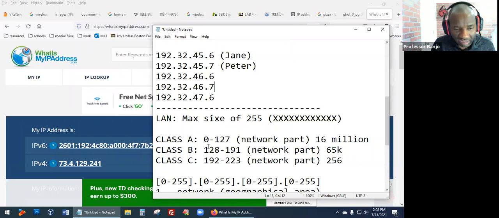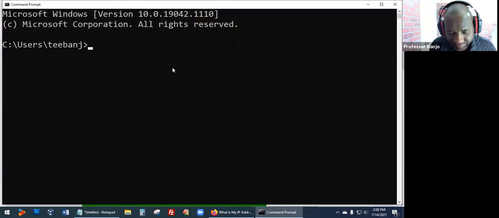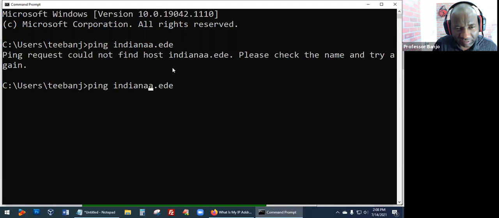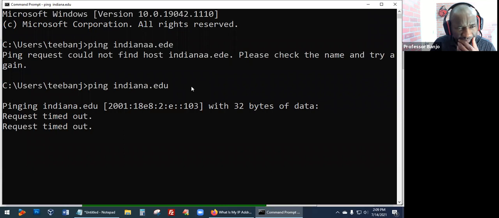For example, let's look at a university in Indiana in CMD. Ping indiana.edu, a university in Indiana. Oh, sorry, I didn't do that correctly. Indiana.edu. Okay, let's see. It's giving me the wrong version of that. Let's do that again. It is not pinging. Okay, let me ping somewhere else.